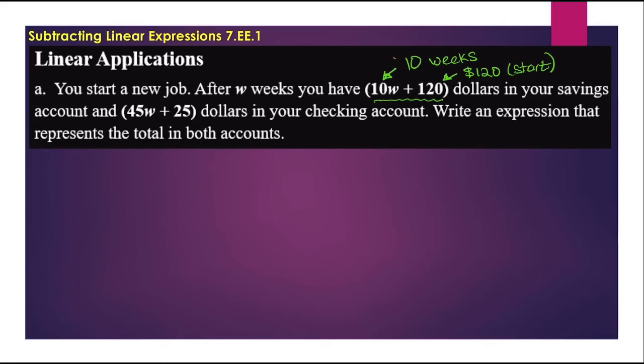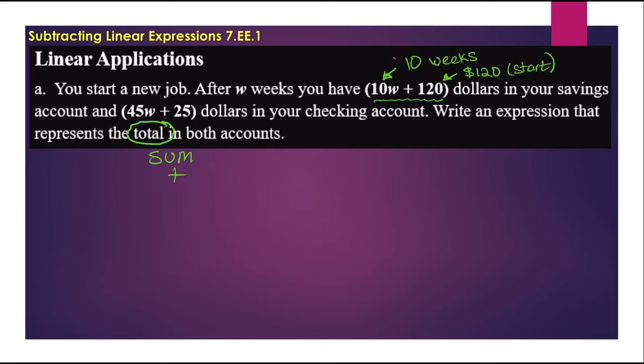So you have 10W plus $120 in your savings account and 45W, 45 weeks, plus $25 in your checking account. Now write an expression that represents the total in both accounts. Now the key word here is total. Sometimes that word total can be a little bit misleading, but in this context, that means we're going to find the sum, meaning we're going to add those up.